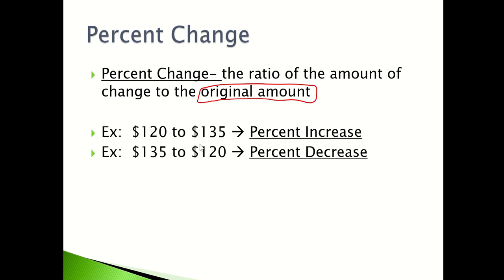So here's a couple of examples. $120 to $135, that's going to be a percent increase. Now we have not found the percent increase. We will do that later. If we go from $135 to $120, that's going to be a percent decrease. So always ask yourself, am I going up? That's going to be an increase. Am I going down? That's going to be a decrease.